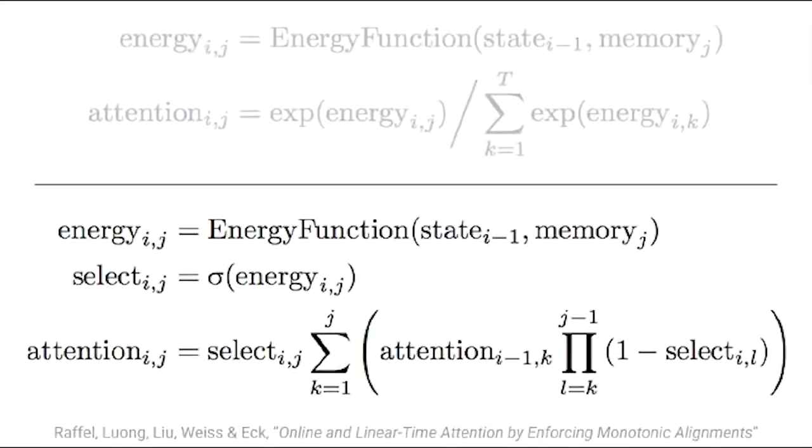For monotonic attention, we'll compute the attention energy in exactly the same way with the same kind of energy function. Then we'll pass the energies through a logistic sigmoid function, which will give us what I'll call selection probabilities, select_ij. These represent the probability that we will select memory item j and output, or move on to memory item j plus 1. And to turn these individual Bernoulli probabilities into a distribution over the memory, we use the equation at the bottom. This equation is kind of gnarly, so I'll explain it in more detail with a visualization.